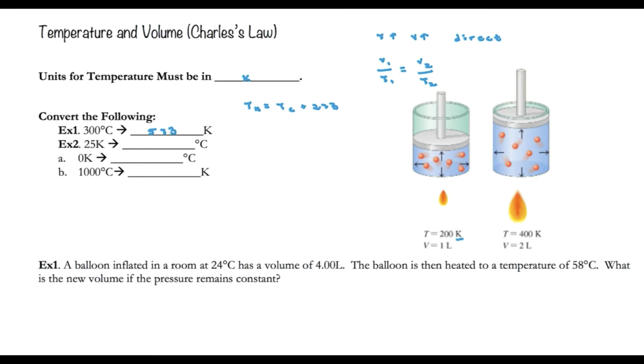Okay, let's look at the next one. 25 Kelvin. I'm actually going to write this one out. So my temperature is in Kelvin, so 25 equals TC, temperature in Celsius, plus 273. So to solve for my temperature in Celsius here, I need to take 25 and subtract 273 from it. And what I get is negative 248 degrees Celsius. All right, so there are 2 more practice problems for you to do here.